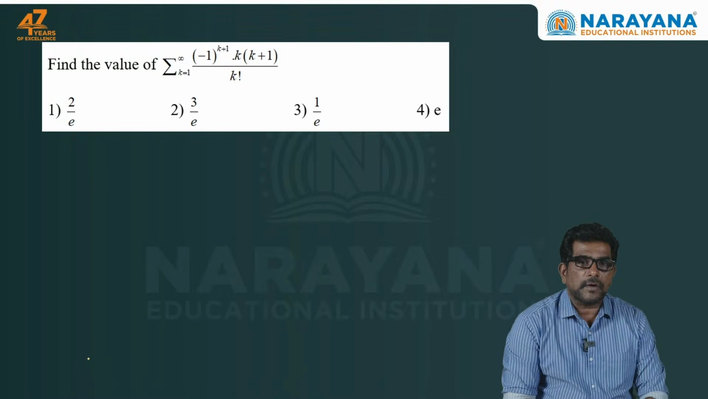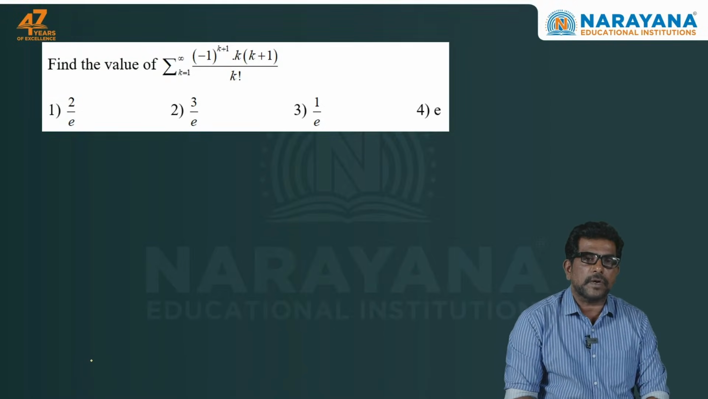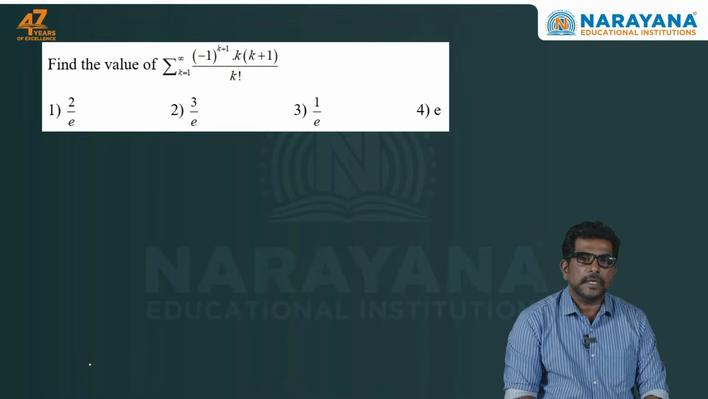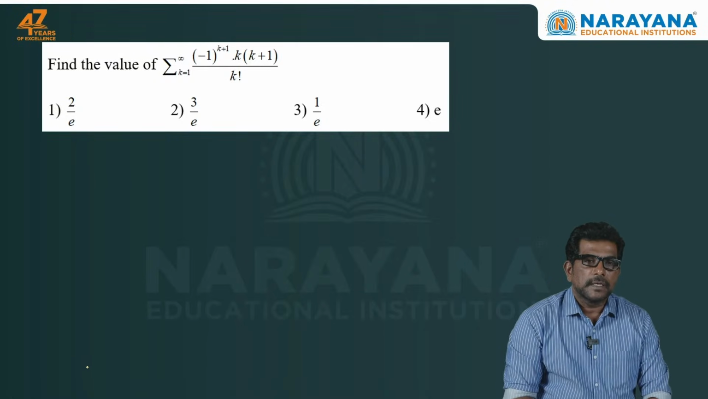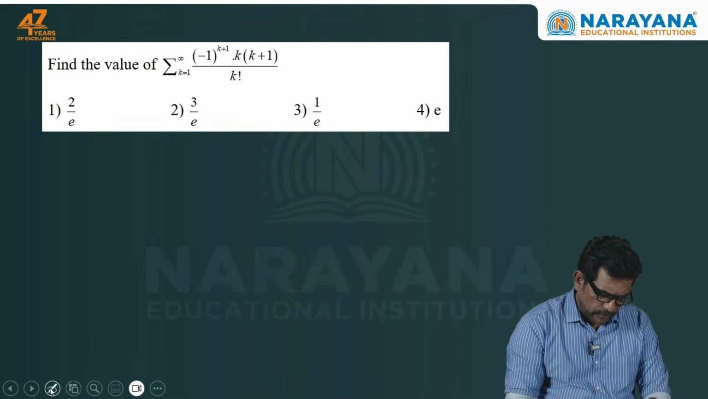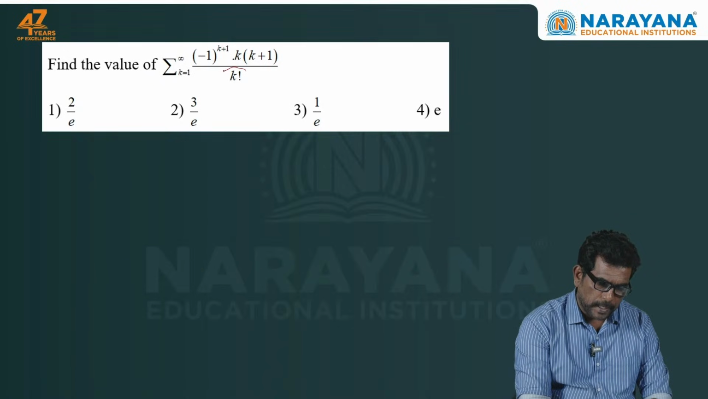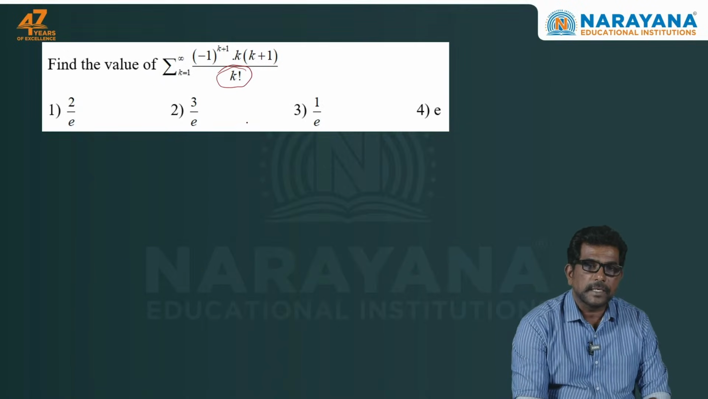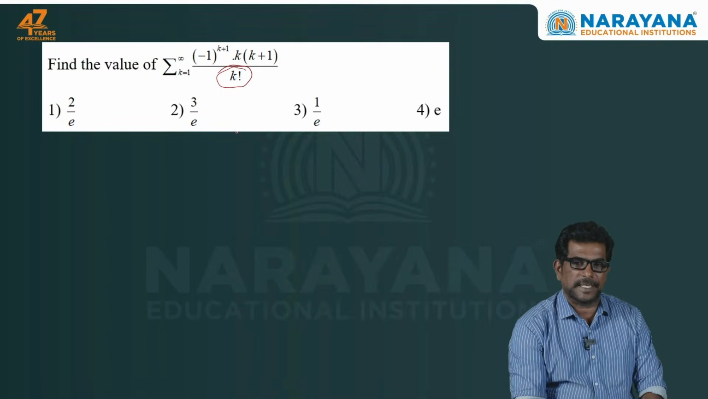Find the value of summation k is equal to 1 to infinity, minus 1 whole to the power of k plus 1 into k to the k into k plus 1 upon k factorial. The problem is related to the sequence and series, especially here by observing the denominator. Denominator is k factorial, which means the factorial appears in only the exponential series. So the problem is related to the exponential series.